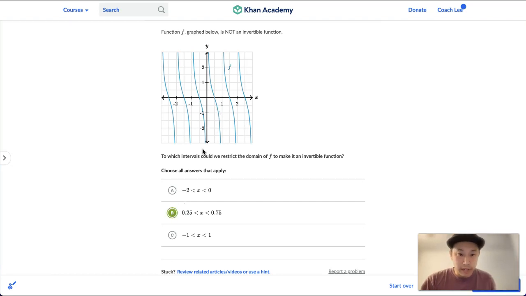What about -1 to 1? -1 is all the way here. So again, between -1 and 1 for x values, we have two of these curves repeating itself. That'll fail the horizontal line test. Okay.